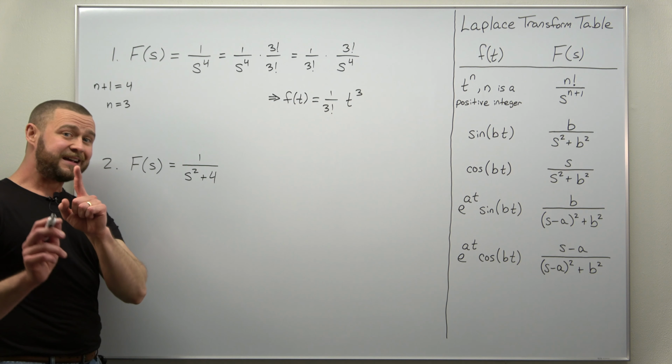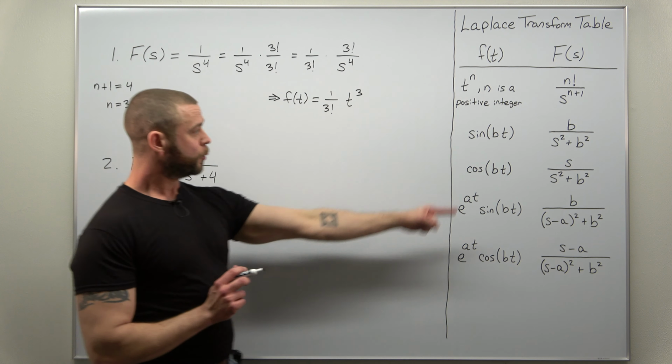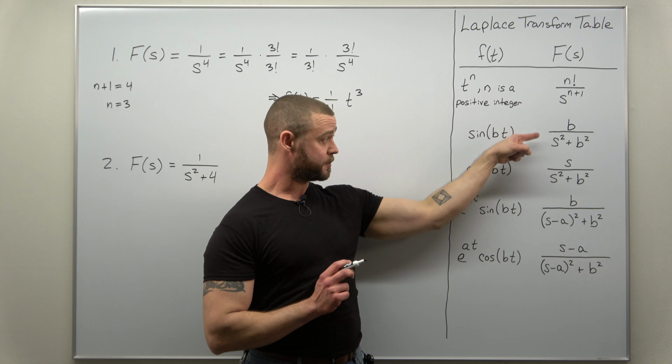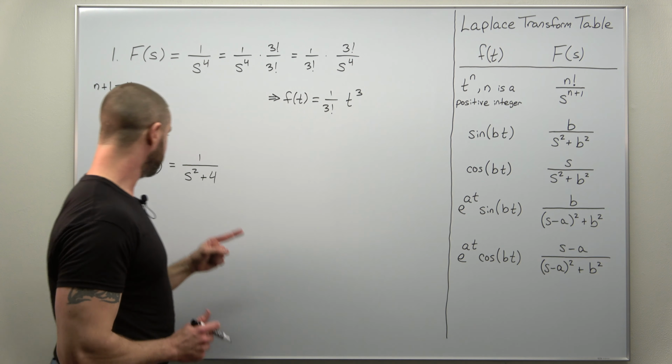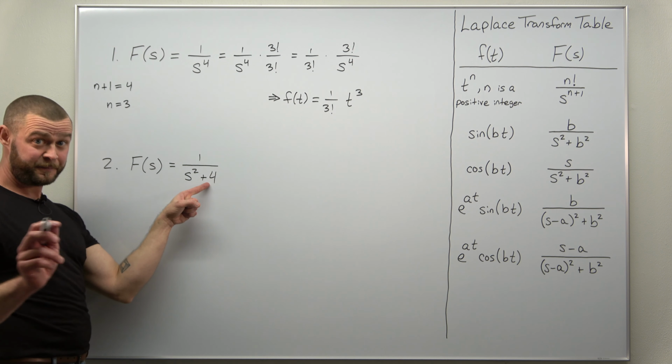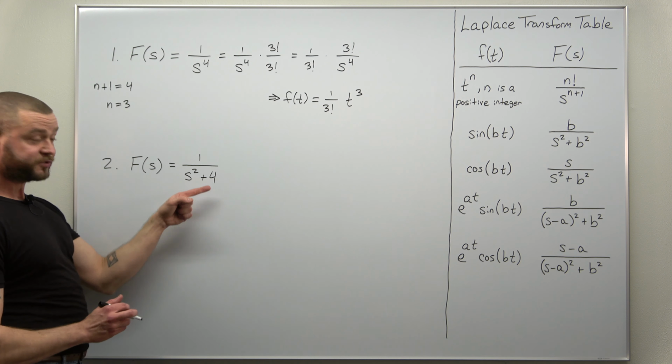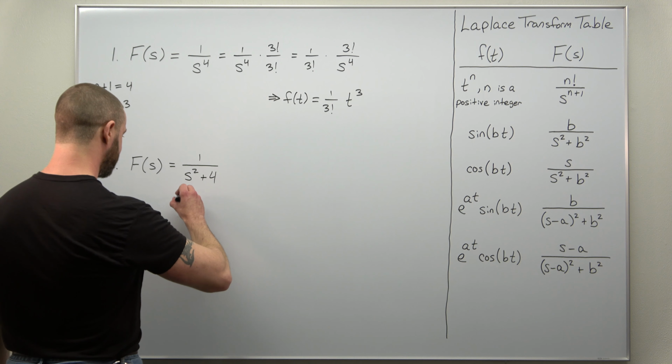Since we have a constant 1, we're going to think of it as matching this f of s, this Laplace transform pair. Now the problem is we have a constant in that denominator, s squared plus b squared. So we're going to think of 4 as b squared.